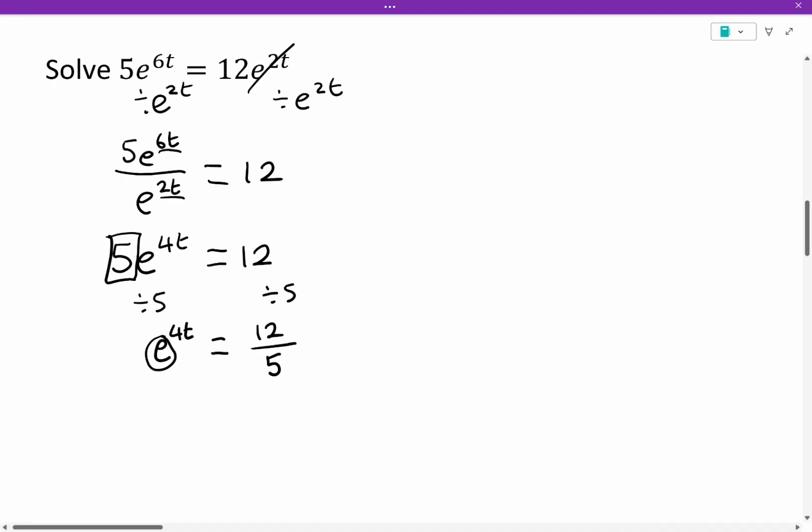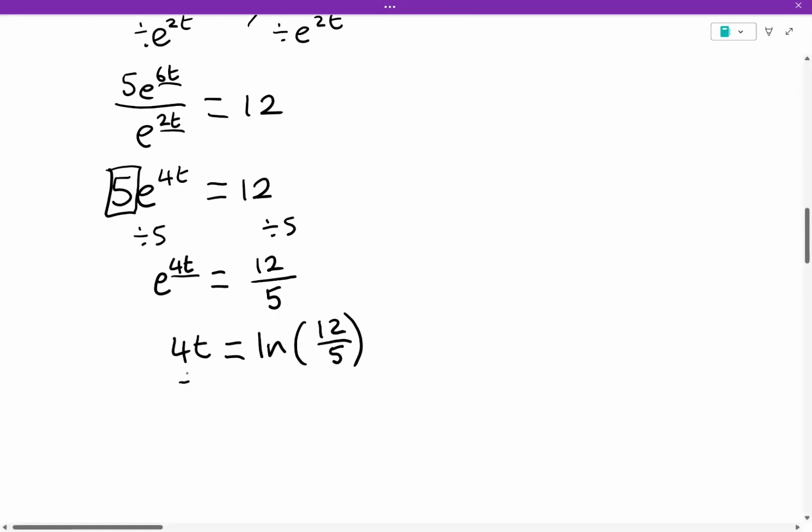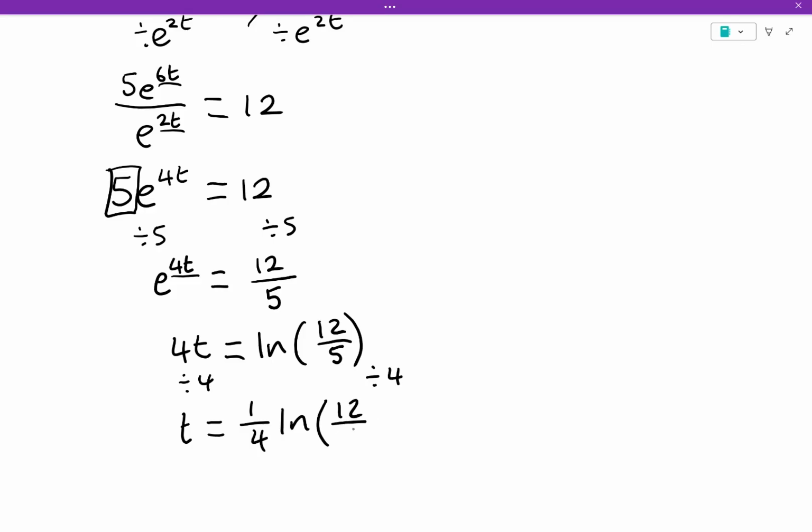Now log base e, we can write that in a different way rather than using the usual log notation. We can use the natural logarithm ln, or you might pronounce it ln. Okay, so our power 4t is going to be equal to ln of 12 over 5. And then to find t, we just need to divide by 4 on both sides. So we would get t is equal to 1/4 of ln 12 over 5. And if you want an exact value, that is your final answer.